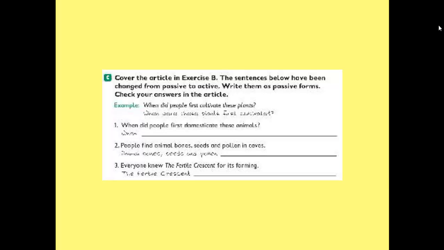Here we have an example. When did people first cultivate these plants? It becomes, when were these plants first cultivated? If you have noticed, my students, here we put were as the verb to be, and after that we put the verb in the third form, I mean the past participle. When were these plants first cultivated? Let's do number 1, 2, and 3.